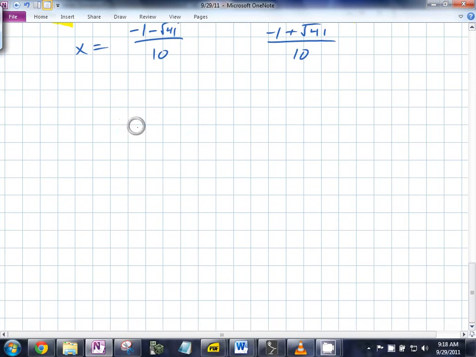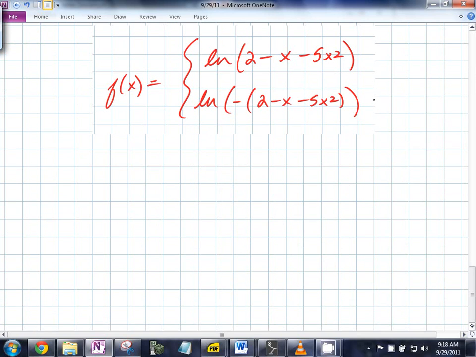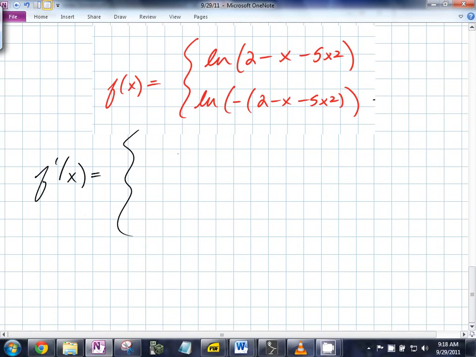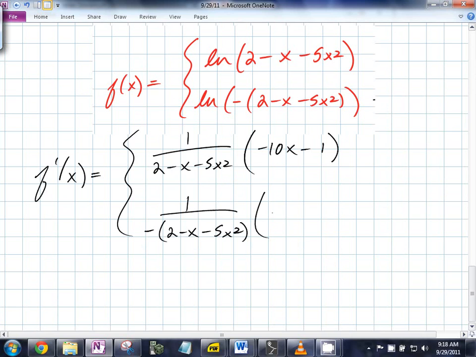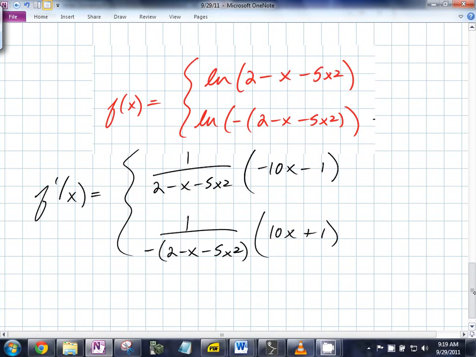Okay, so if we do this out, what is f prime going to be? F prime of x is going to be, can someone tell me what the derivative of the top is? 1 over 2 minus x minus 5x squared times negative 10x minus 1. And what's it down here? 1 over negative 2 minus x minus 5x squared times 10x plus 1. Exactly right. So let's clean this up just a little bit. You could put those in terms of the numerator, and these have the same domain restrictions right here. You asked me what happens at those x values?